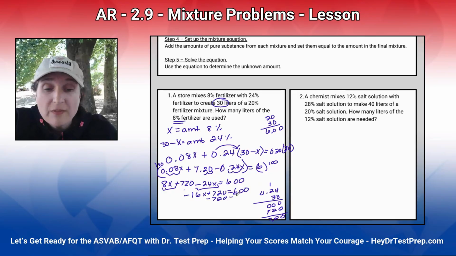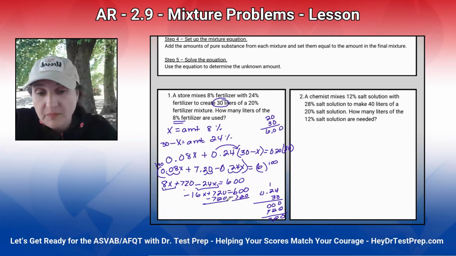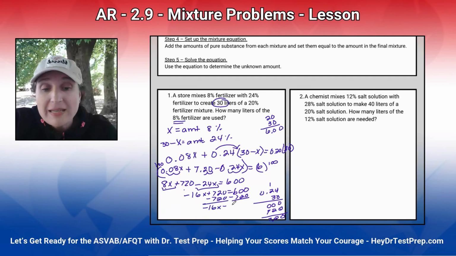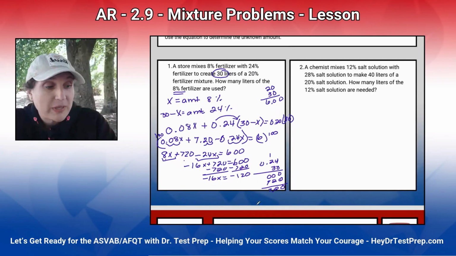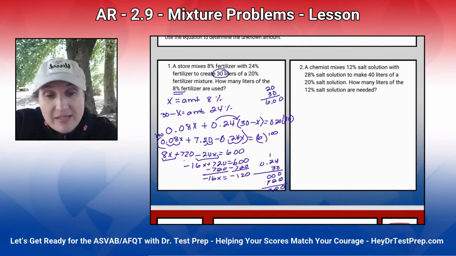Subtract 720 from both sides. This is going to give me negative 120. It's like you have $600 in the bank. You want to spend $720. You still need $120. So then we're going to divide both sides by 16.